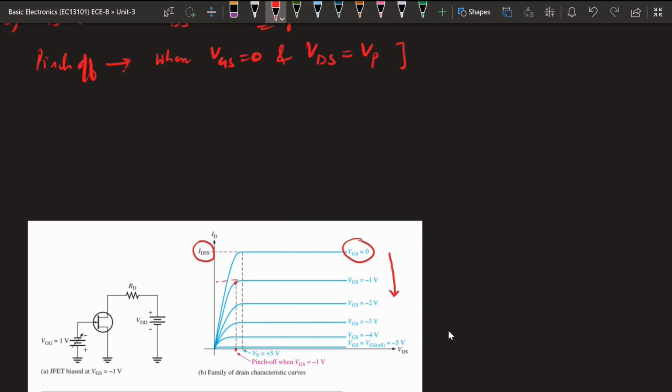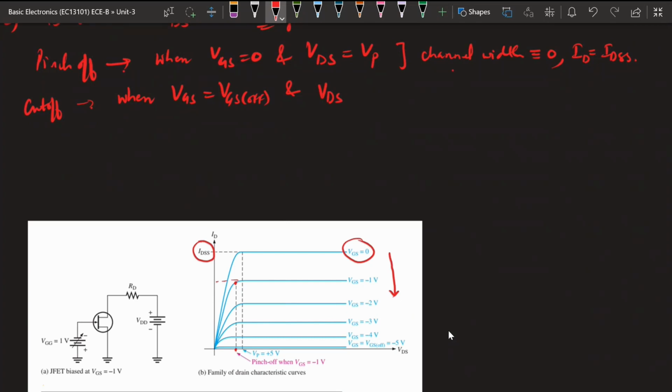At this point the channel width is almost equal to 0, and the current ID is equal to IDSS. Another point is cutoff, the channel cutoff or the cutoff voltage. The cutoff voltage is the voltage when VGS is not equal to 0. VGS is equal to some value that is called VGS off, and at that time the VDS can be any value.